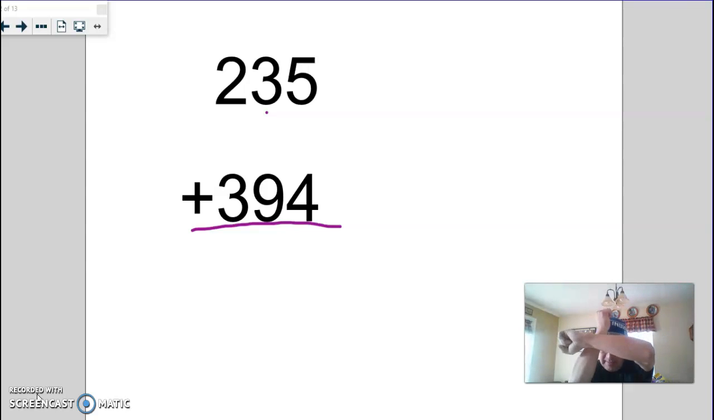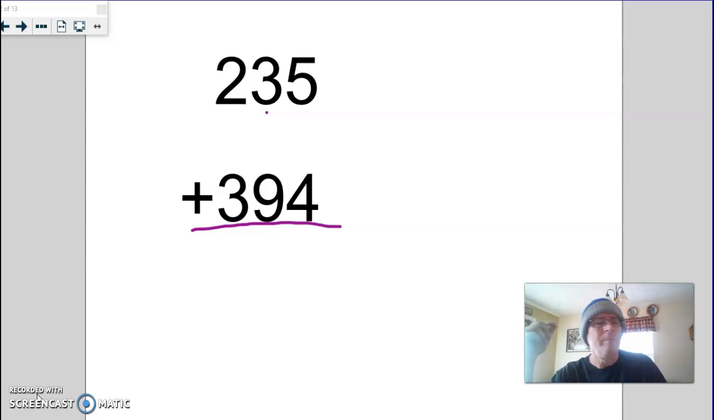Mirror my actions. Addition is when you take some numbers and you put them together. All right, we're going to talk about addition today.